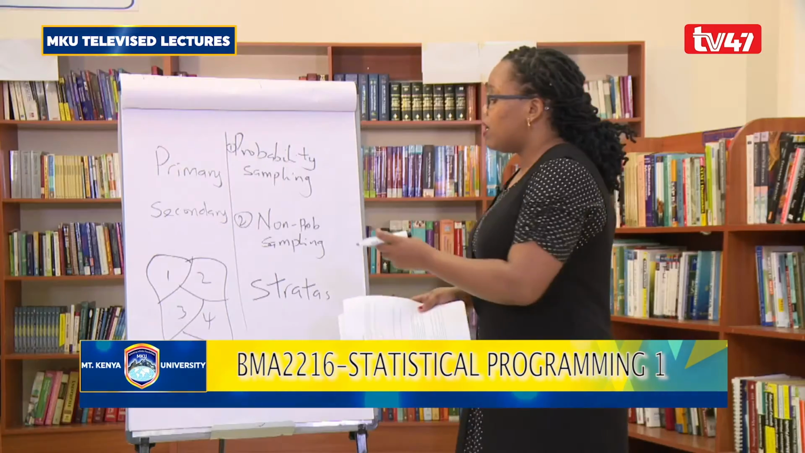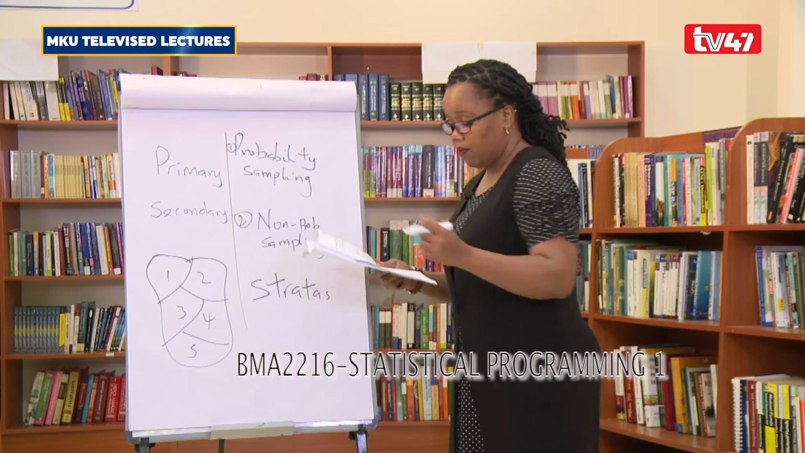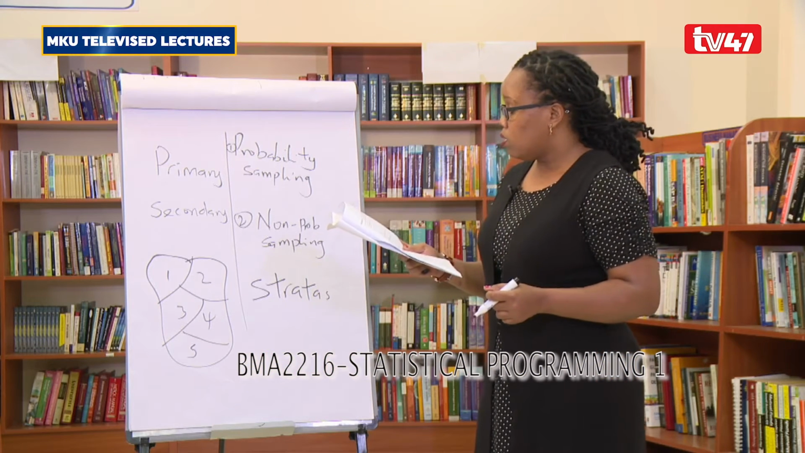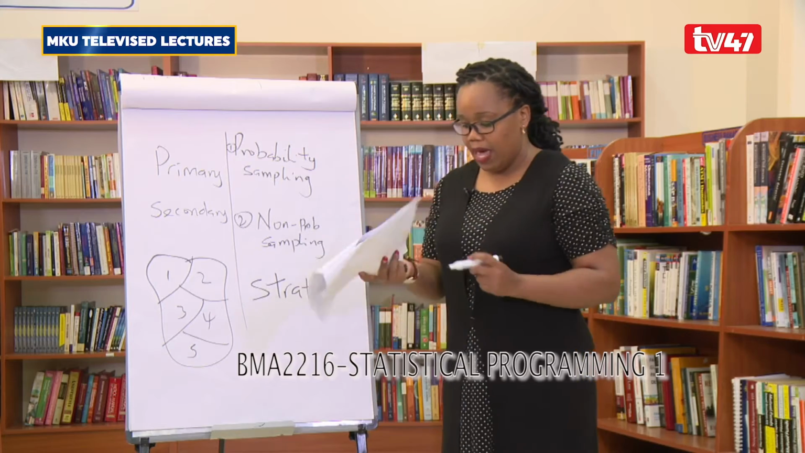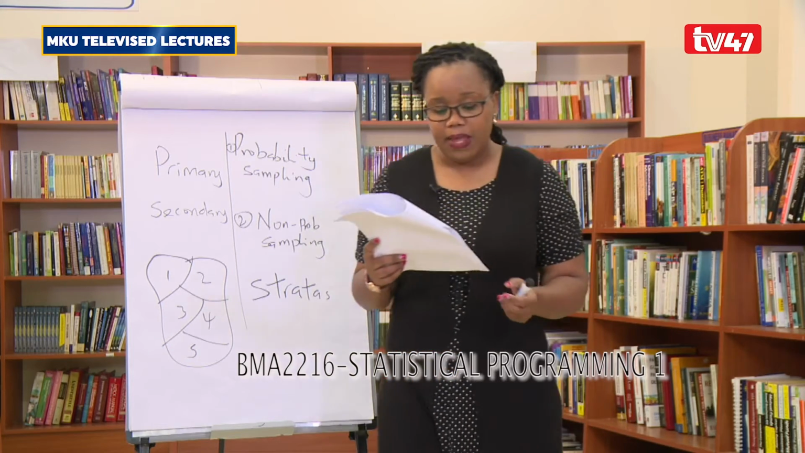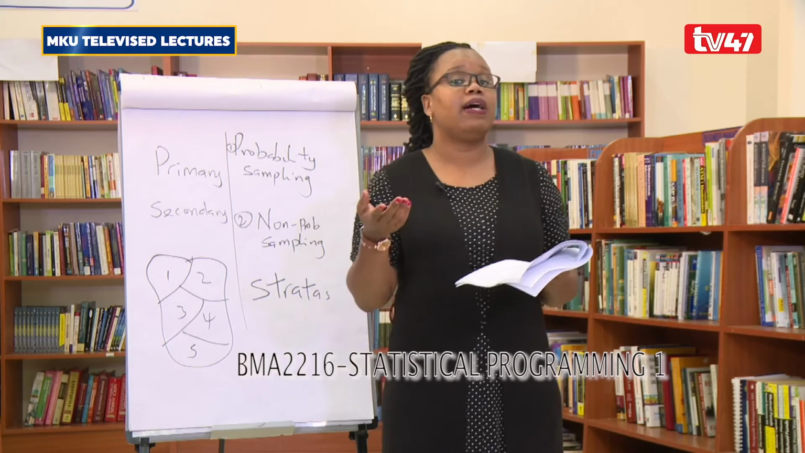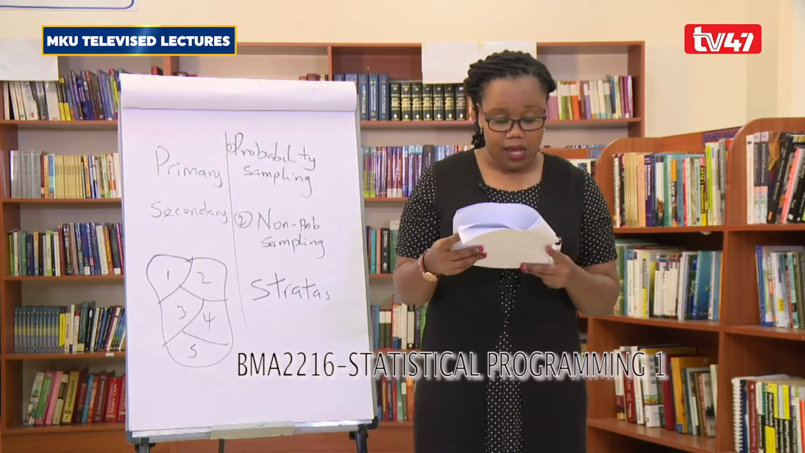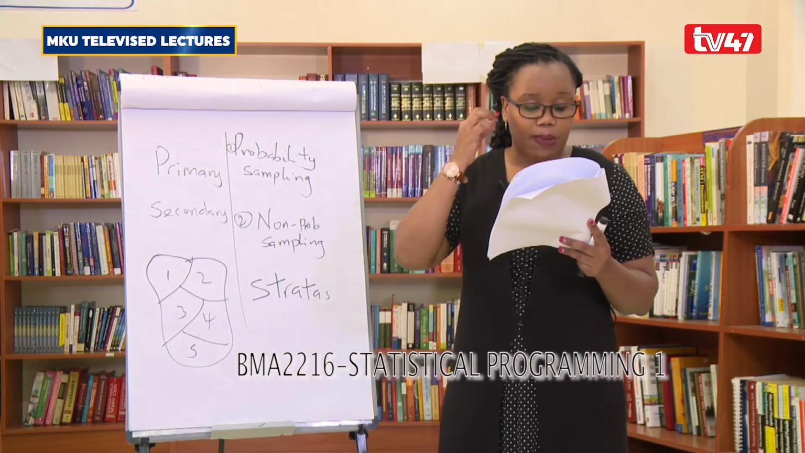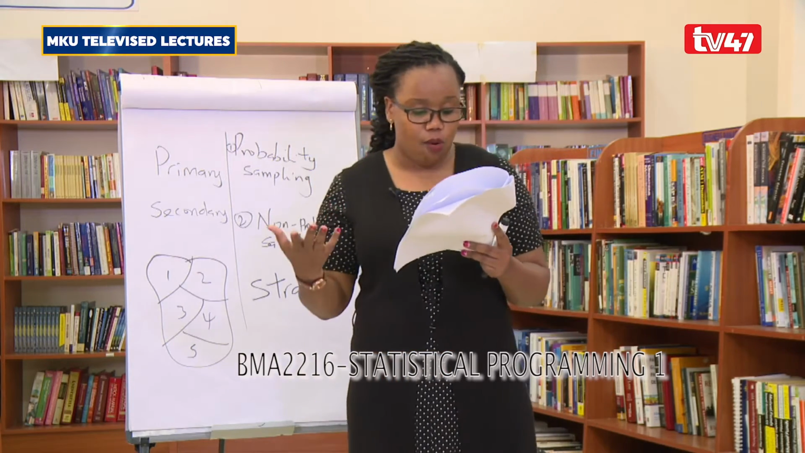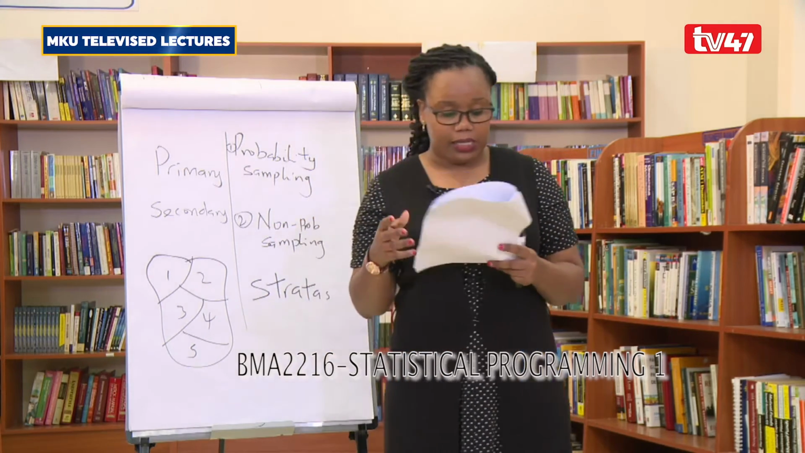We come to the next type of sampling method, which is non-probability sampling. Non-probability sampling has several categories. We have convenience sampling, judgment sampling, quota sampling, and snowball sampling. So this I'll just explain.